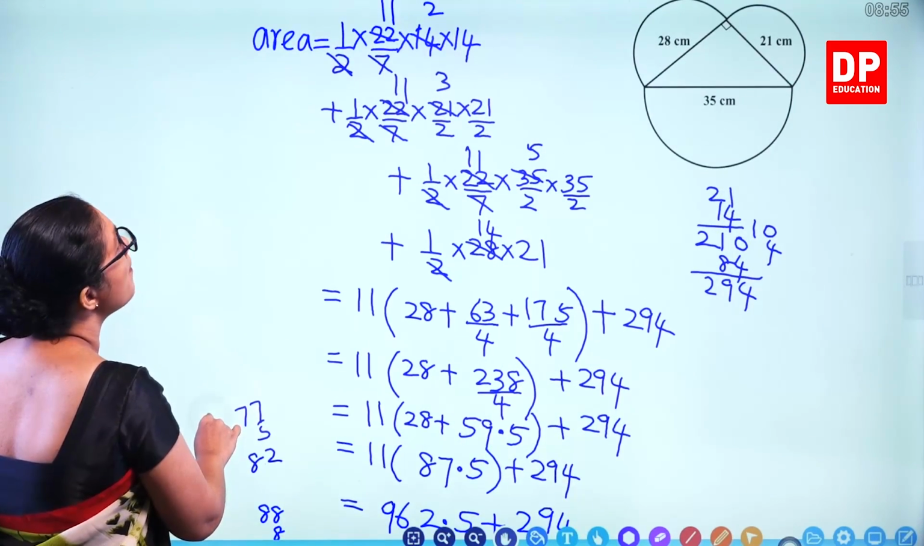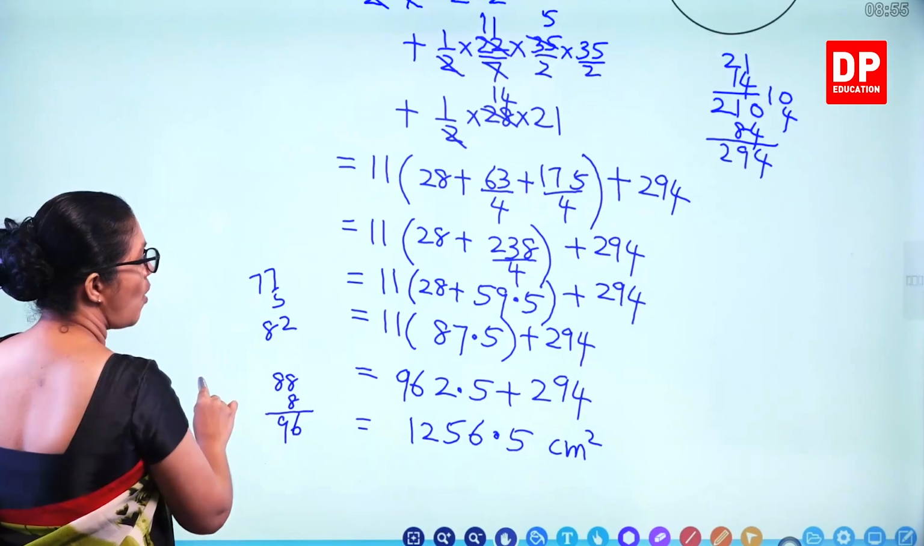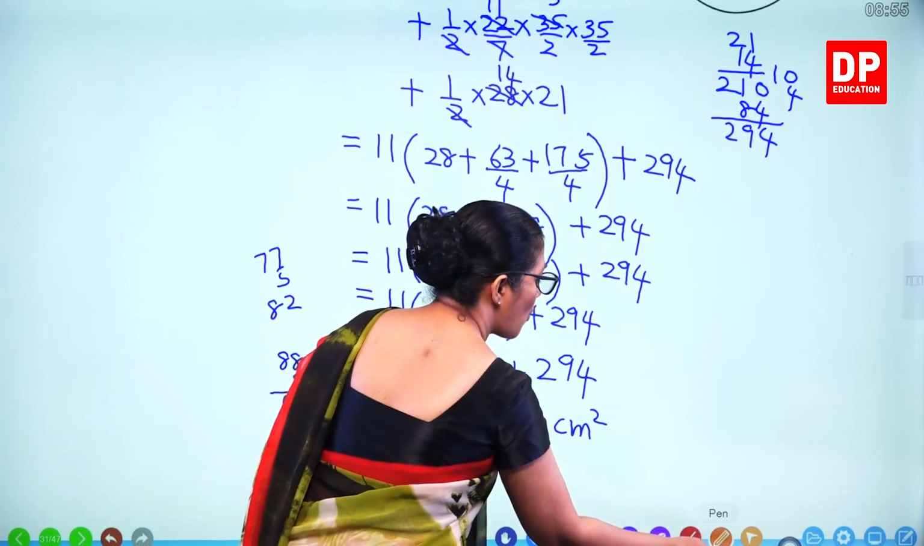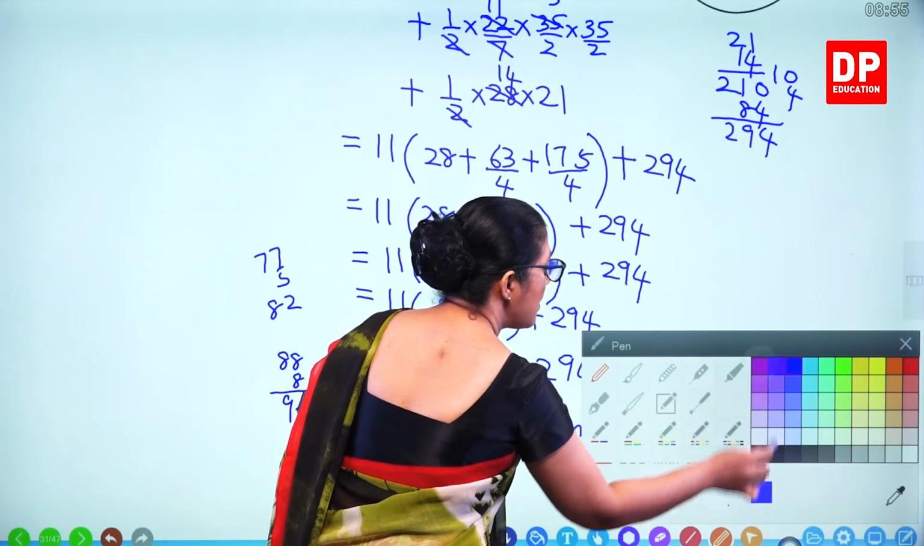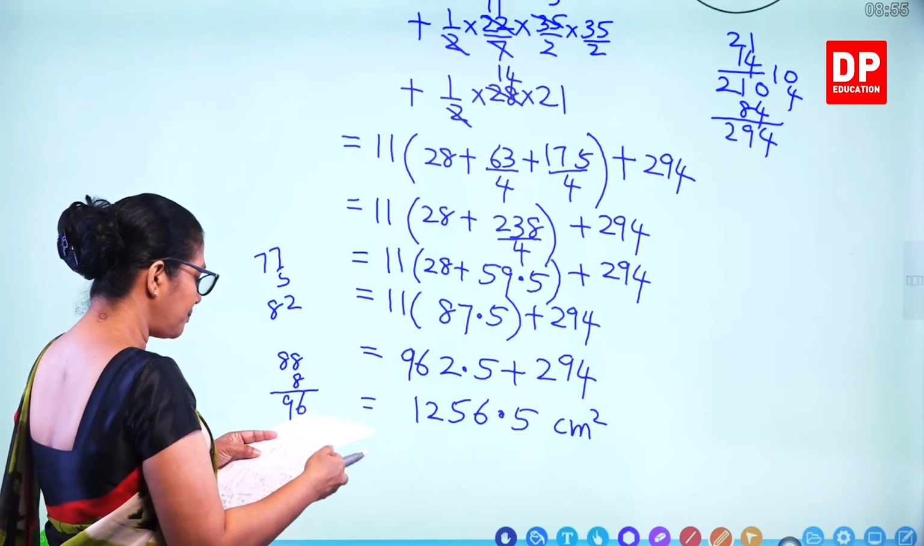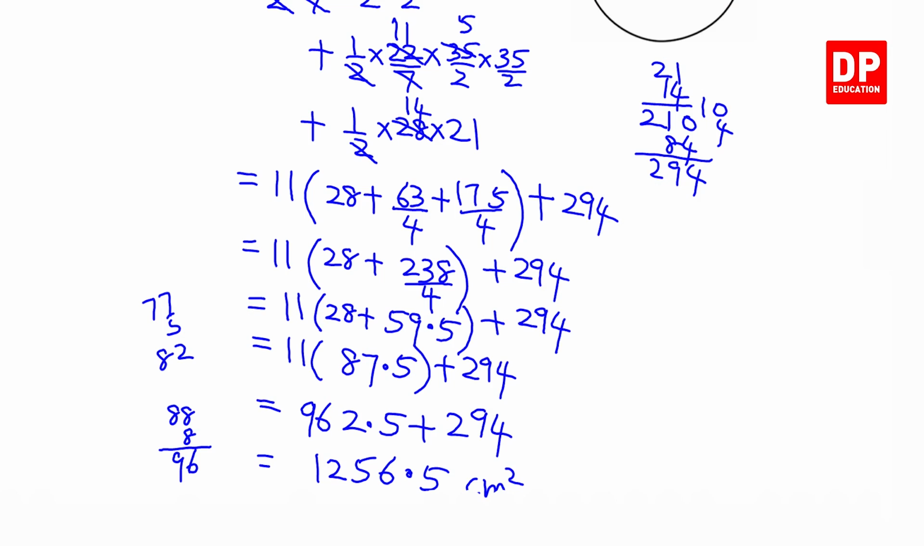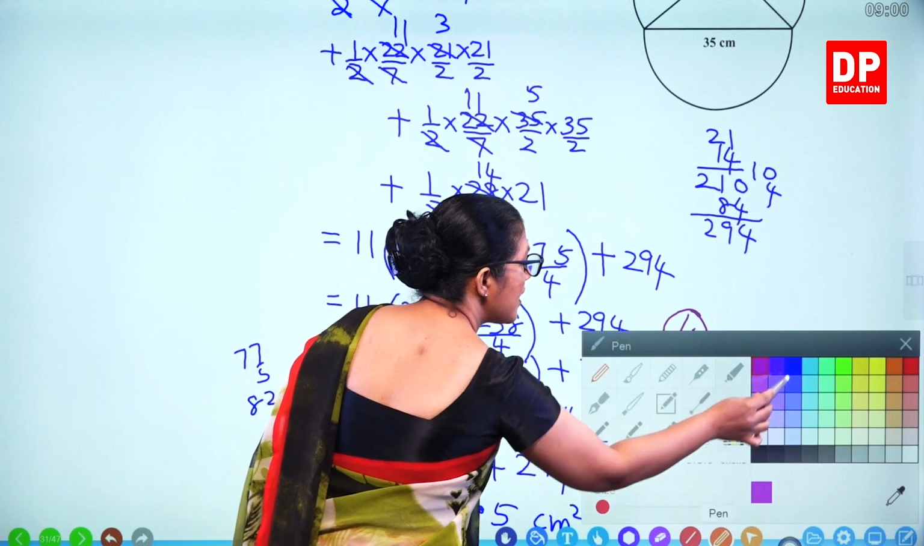So this is square meters. And 1256.5. So how many marks for this one? So the answer is 1256.5. You get 4 marks for that. So 4 marks for that. Let's take the next part.